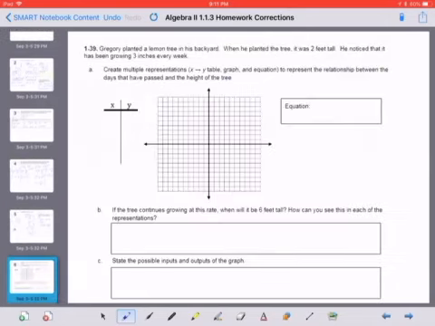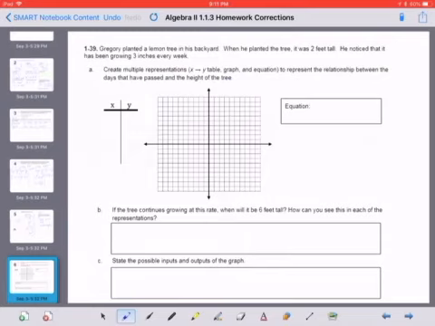Okay, problem number 39. Gregory planted a lemon tree in his backyard. When he planted the tree, it was 2 feet tall. He noticed it had been growing 3 inches every week. Create a multiple representation, or an XY table, graph, and equation to represent the relationship between the days that have passed and the height of the tree.